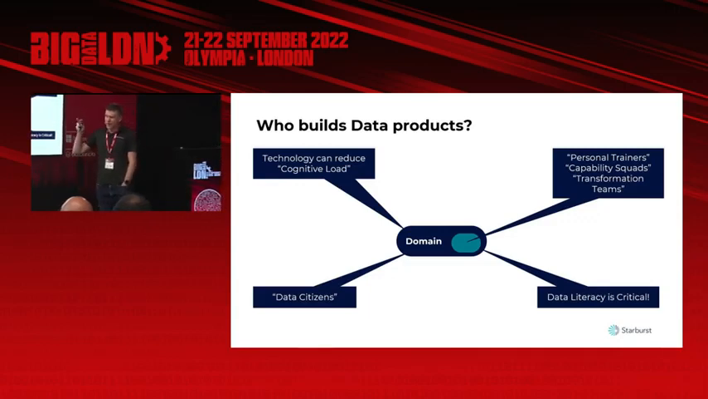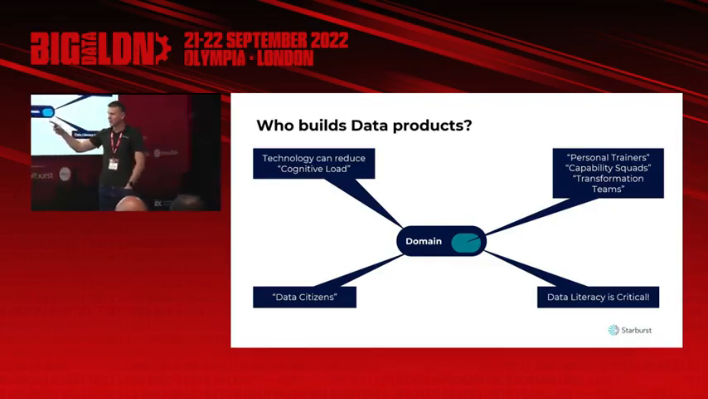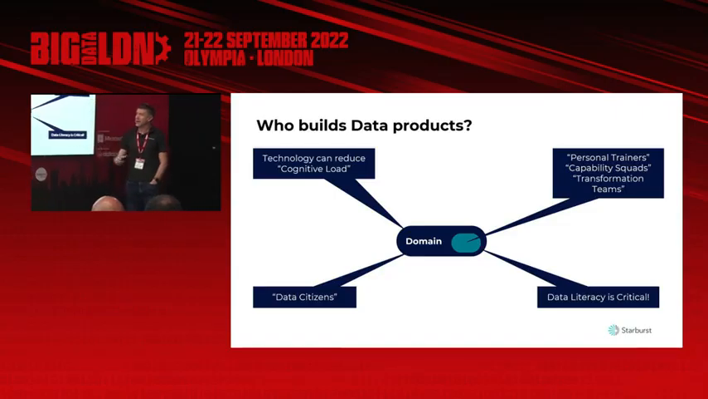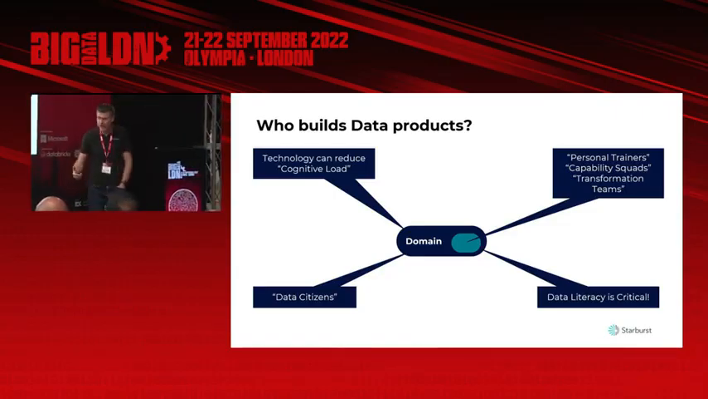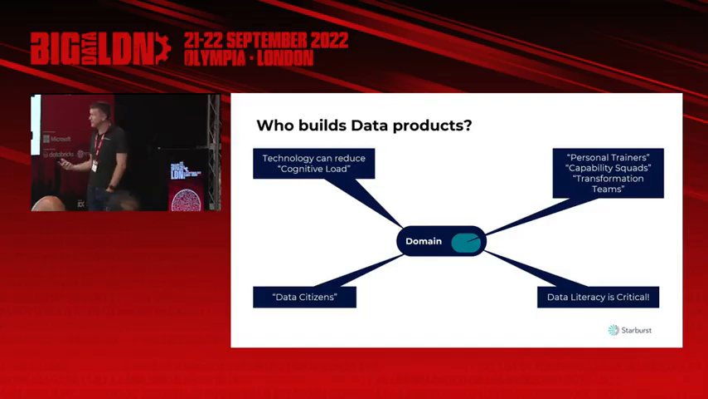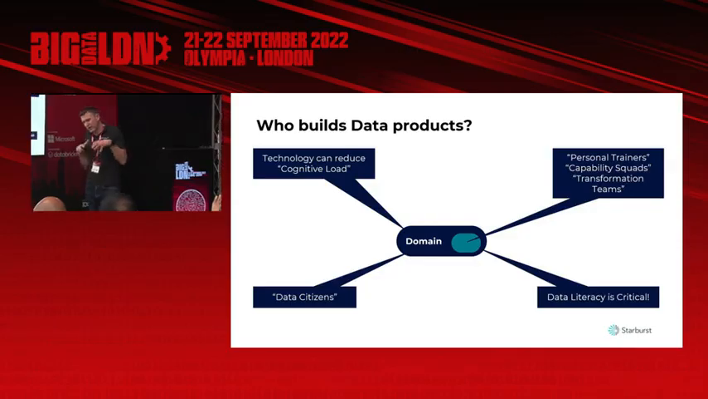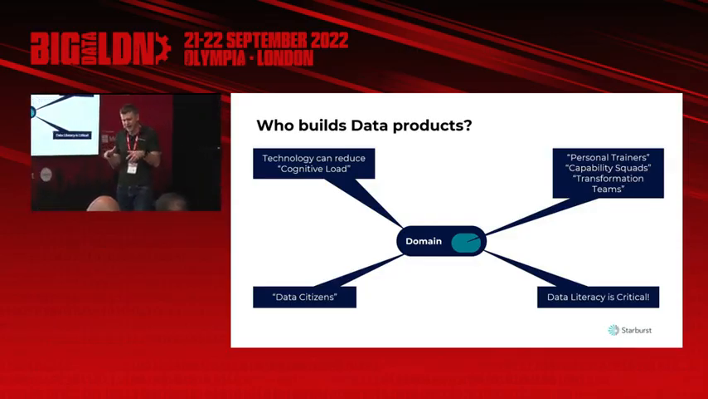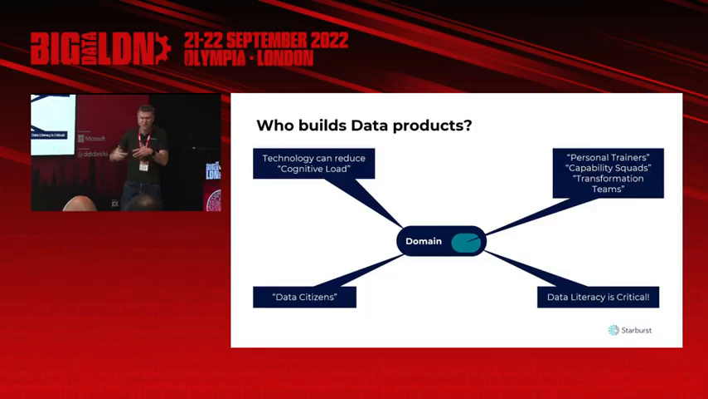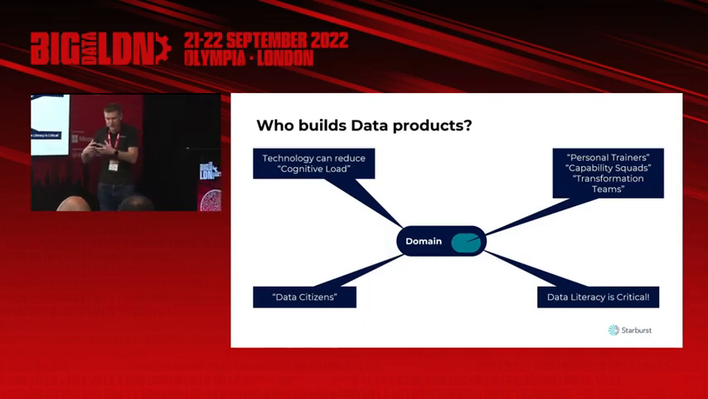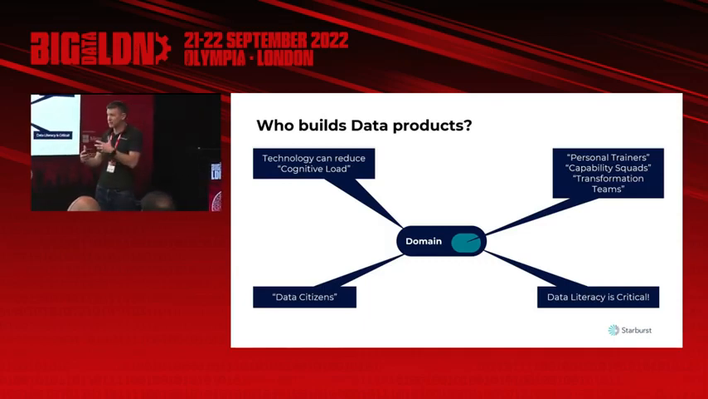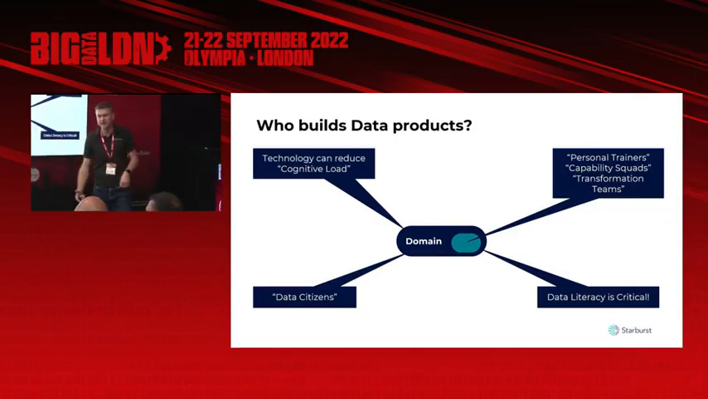But what they are doing is putting these data engineering skilled people into the domains. And they're basically calling them these sorts of things, right? A capability squad, a transformation team, a personal trainer. And I really like the concept of a personal trainer, and I've used this a couple of times with a couple of different people. This idea that we are putting some people into a domain who really understand data, alongside people who really understand the usage of the data. These folks, the data engineers, are educating, training, enabling the rest of the people in the domain to become data citizens and build their own data products.